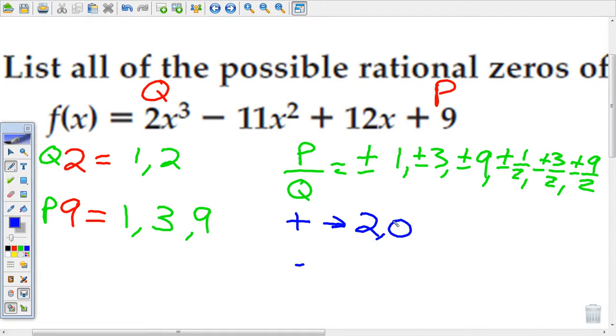How about the negative sign changes? How many negative sign changes are there? This one becomes negative because it's odd. This one becomes negative because it's odd. So how many are there? 1.